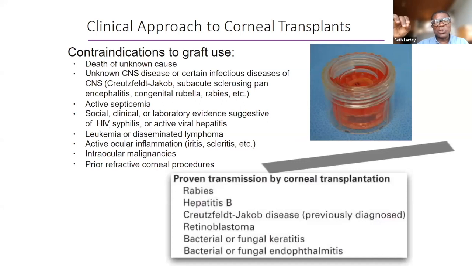But not every tissue can be used. These tissues are assessed if the patient died of unknown cause, or unknown central nervous system disease. They have CJ disease, septicemia, hepatitis B, syphilis, rabies, retinoblastoma. These are excluded. There are protocols that they follow to exclude these. They are not used; these are bad tissues.